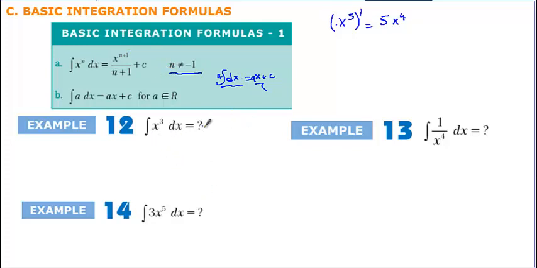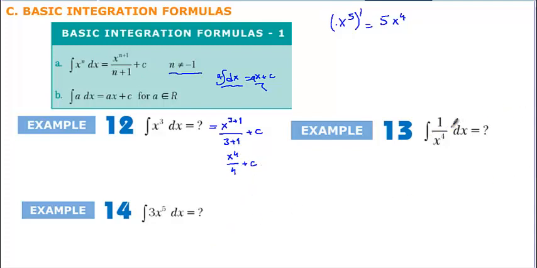So I'm going to start with x to the power of 3. For the integral of x to the power of 3, I'm going to increase the power. x to the power of 3 plus 1 over 3 plus 1, plus c. We are not going to forget plus c. x to the power of 4 over 4 plus c, it must be.